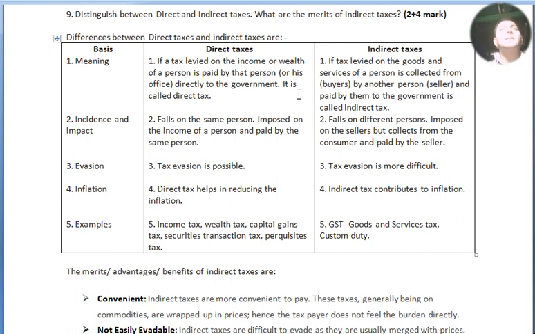Next question, question number 9: distinguish between direct and indirect taxes. What are the merits of direct and indirect taxes?